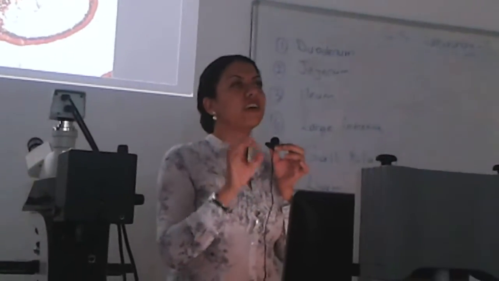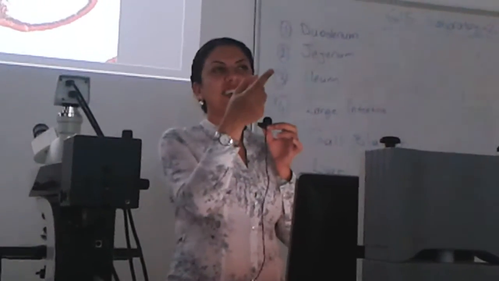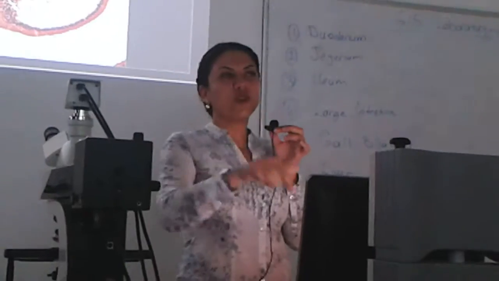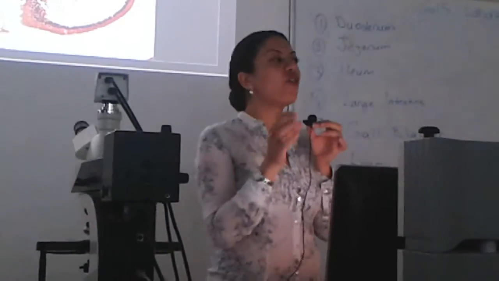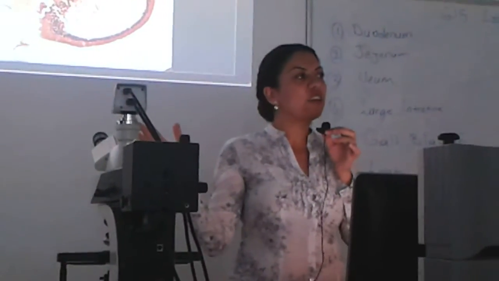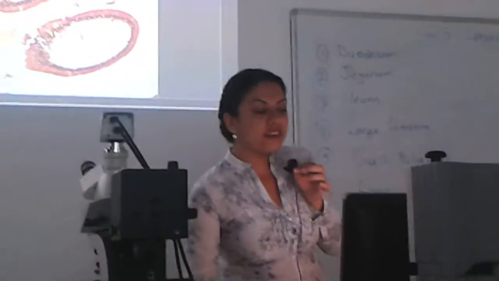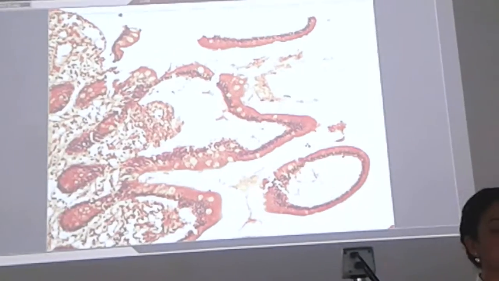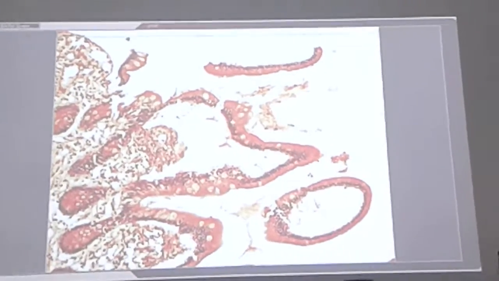But what do you think? Will the number of goblet cells increase towards the large intestine? Would we need more mucus or will it go down? You think it will go down? You are wrong. Yes, the number of goblet cells increases towards the large intestine. When I show you the large intestine slide, you will see more goblet cells, okay? Because you need more mucus to be secreted.